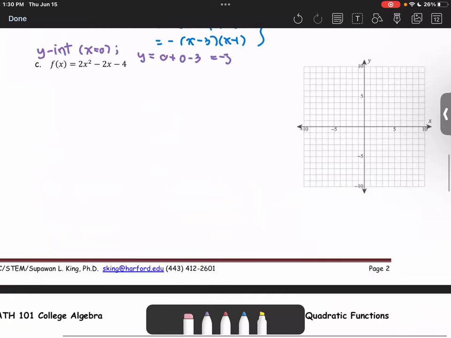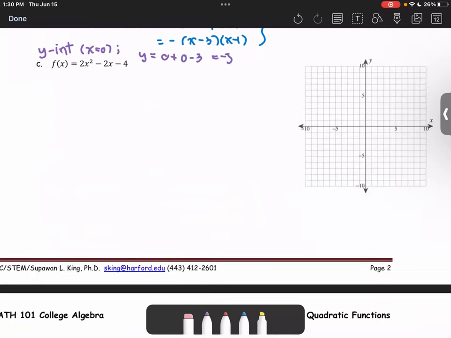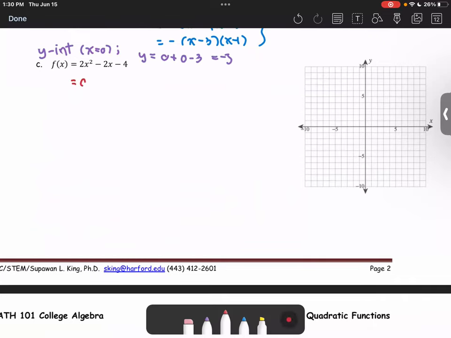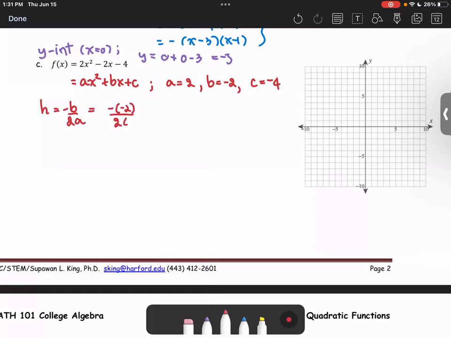Another example, f of x equals 2x squared minus 2x minus 4. Ax squared plus bx plus c is the form that is given. And we can make a list as a equals 2, b is negative 2, and c is negative 4. The vertex (h, k), h is negative b over 2a, equals negative of negative 2 divided by 2 times 2. That becomes 1/2.